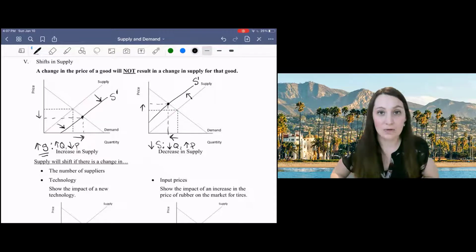In the next video, we'll get to the causes of shifts of supply, and then what happens if both supply and demand shift together.